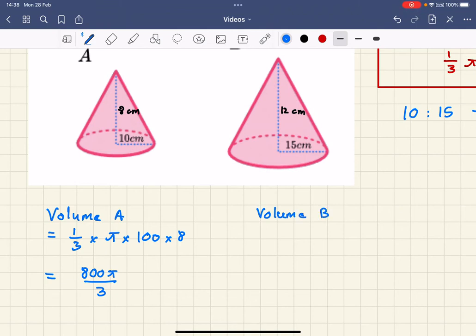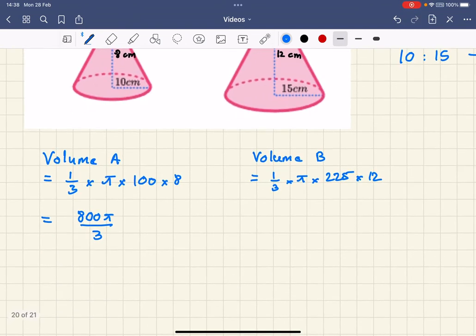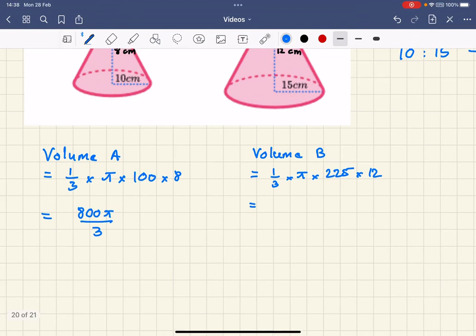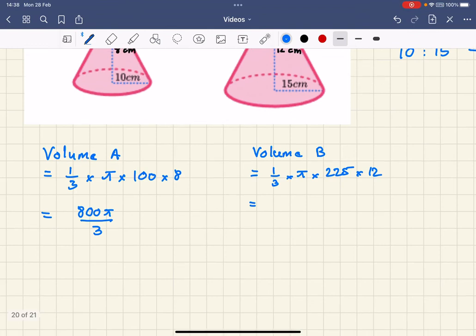Let's do the volume of shape B. So that's the same thing. It's going to be a third pi. Now 15 squared is 225, and then I'm going to times it by 12. And this is going to end up giving me 225 times 12 divided by 3, which gives me 900 pi.